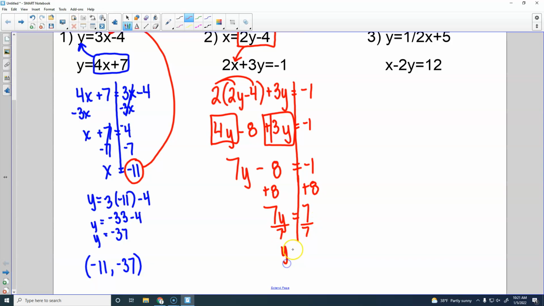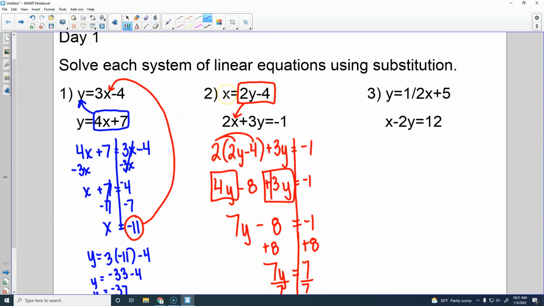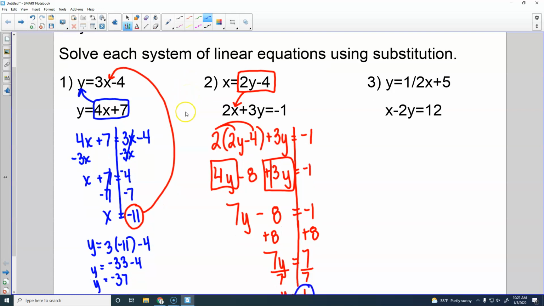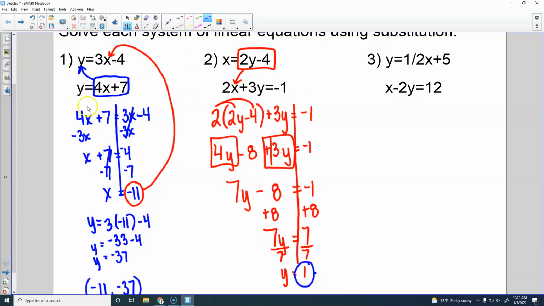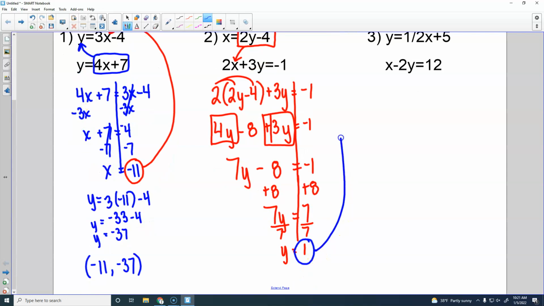So y is positive 1. We need the other coordinate that goes with it. So for the other coordinate, we're going to take 1, and we're going to plug it back in for the y. Which equation would be easier to use, top or bottom for this one? Top one. The bottom one would be a lot harder. It will still work, but it's just a lot harder. For 1, it didn't matter. Either one was fine. But this one, we're going to put this here for our y.